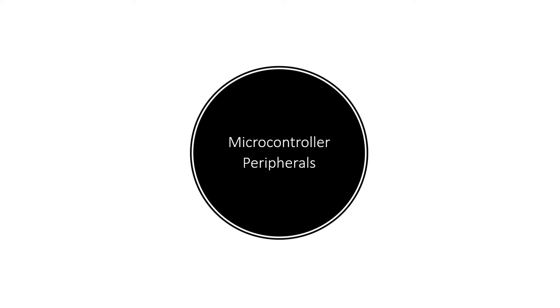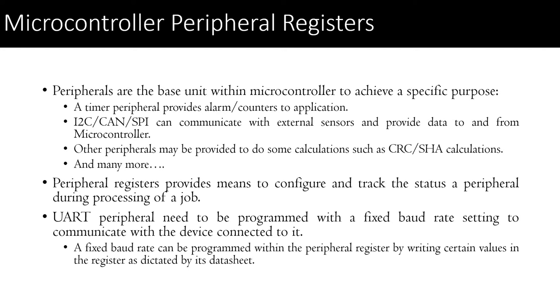Now let's have a brief introduction about microcontroller peripherals and how they can be programmed. Peripherals are base units within the microcontroller to achieve a specific purpose. For example, a timer peripheral is used to provide alarms, counters, or cyclic calls to a function. Similarly, I2C and SPI can communicate with external sensors or provide data to and from the microcontroller.